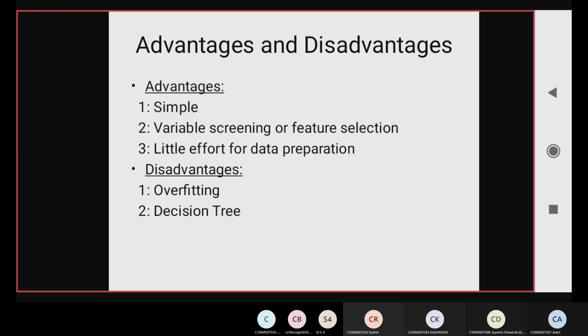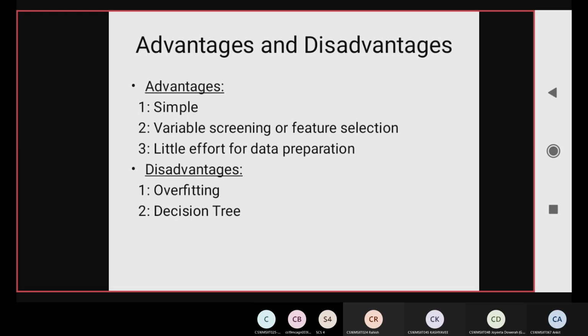So little effort for data preparation, that is the third point. That means it can also handle multiple output problems, and we need relatively little effort from the user for data preparation.